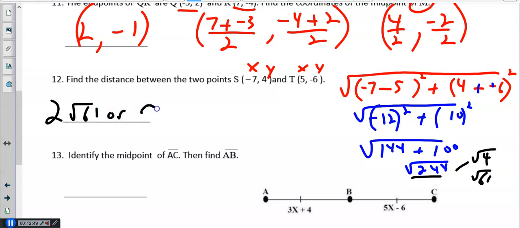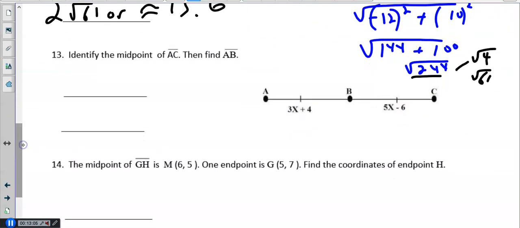Or you could say it's approximately, and just type in your calculator the square root of 244, and you get approximately 15.6. If you remember how to reduce radicals, that's fine. If you want to just type in your calculator, we'll accept any answer on this quiz. Either one of those. All right, identify the midpoint of AC.